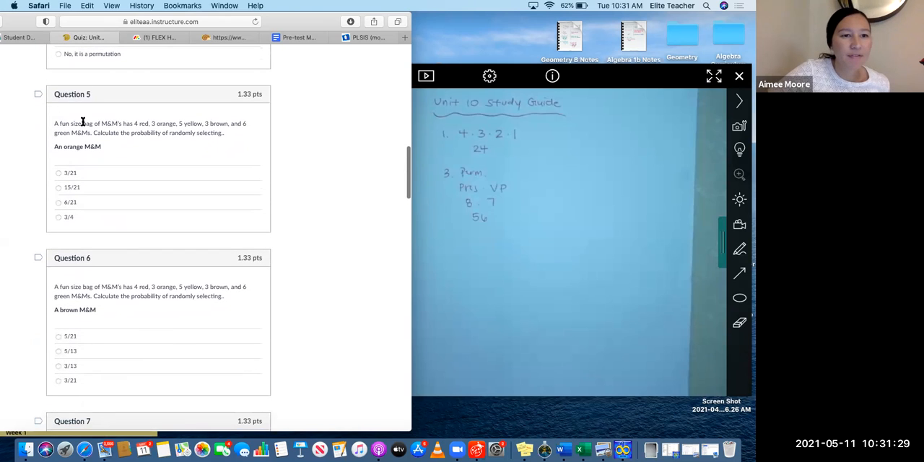Okay. A fun-sized bag of M&Ms has 4 red, 3 orange, 5 yellow, 3 brown, and 6 green M&Ms. Calculate the probability of randomly selecting an orange M&M.